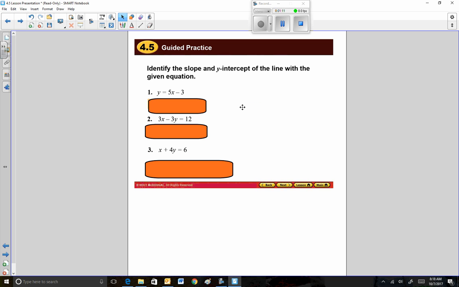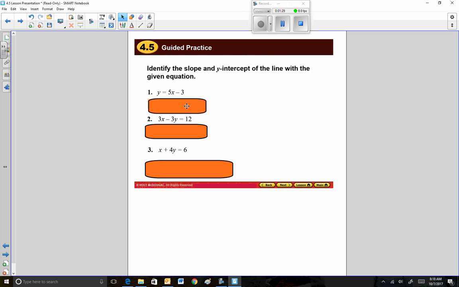All right, let's see our next one. You have these 3 equations to do. Please find the slope and the y-intercept for each one of these lines. The first one is already in slope-intercept form. 2 and 3, obviously, are in standard form, and you need to change them to get the y all by itself. Pause your video and give it a try.